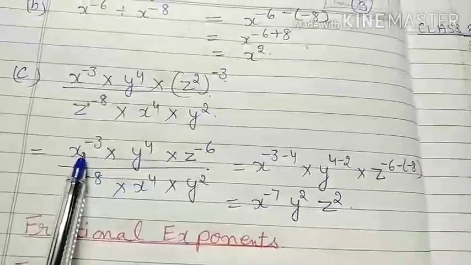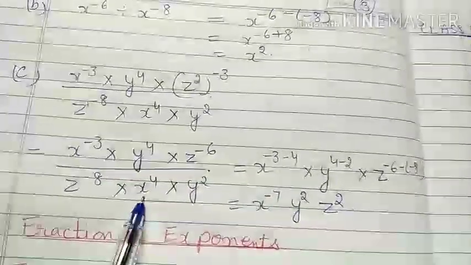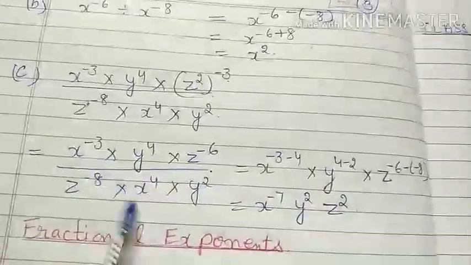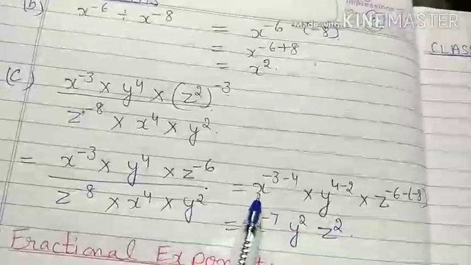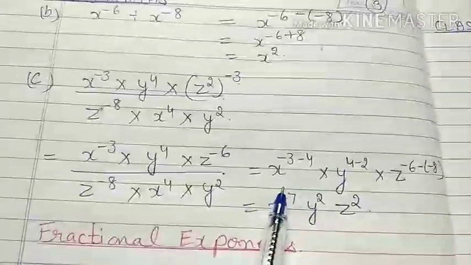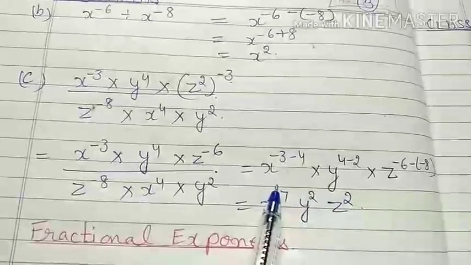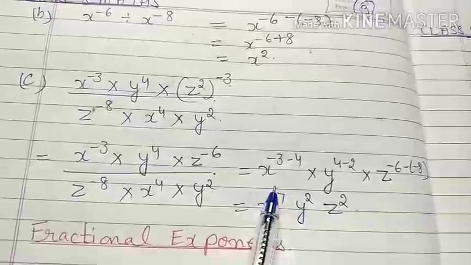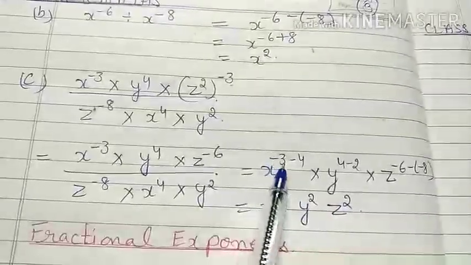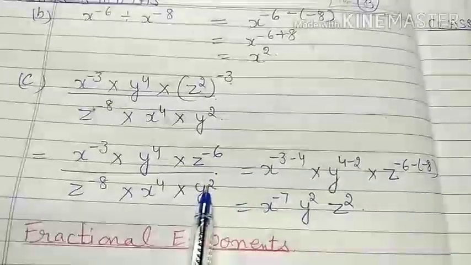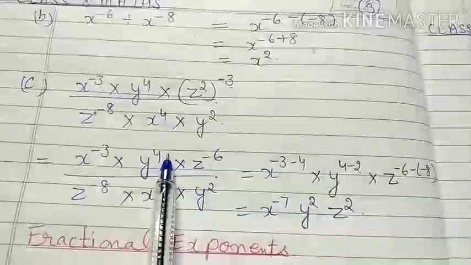Like here, x is minus 3 here, and here x is 4. When 4 goes upward, if you have to write the common base, the power will be subtracted. I told you before, if the base is the same and the powers are different, the power is subtracted from the numerator term's power. x raised to power minus 3 minus 4, y raised to power 4 and 2 is downward, 4 minus 2.